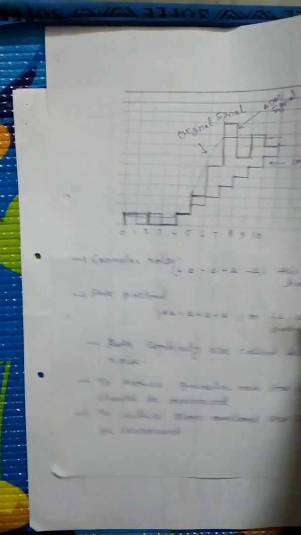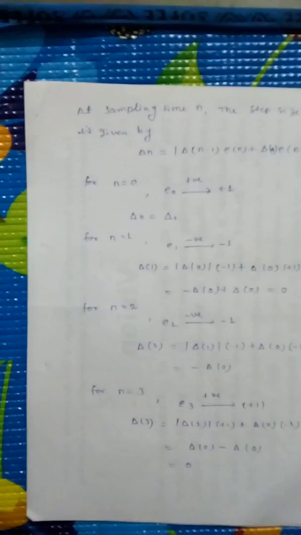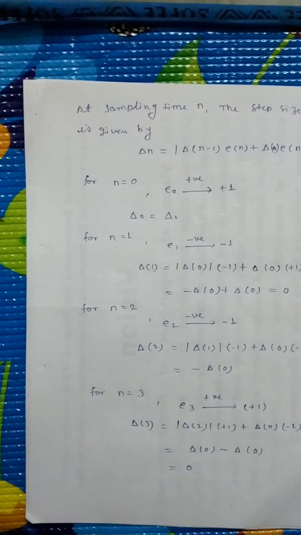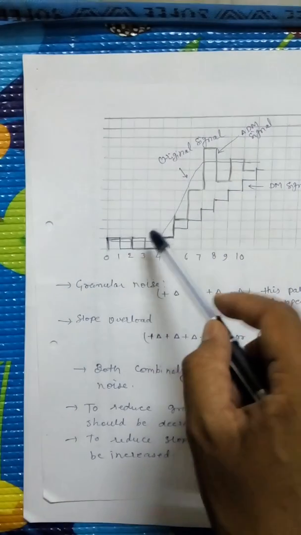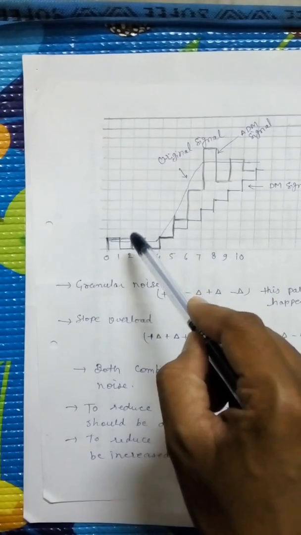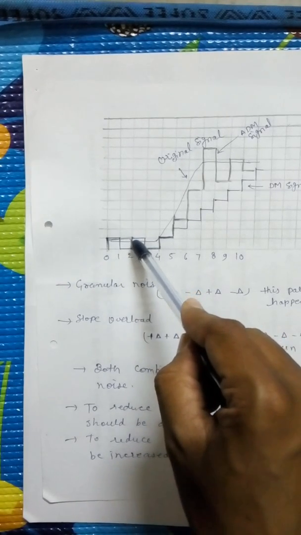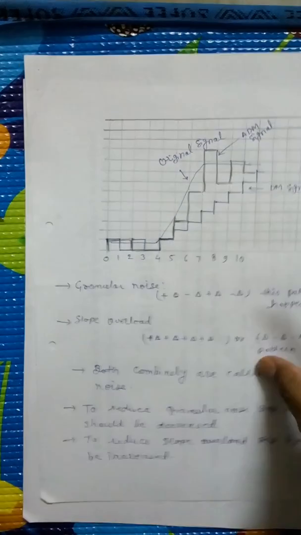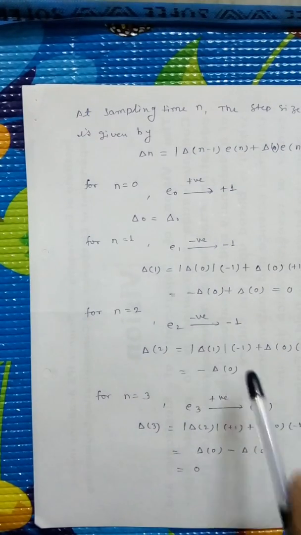Now again we take n equal to 2. For n equal to 2, the error signal E2 will be negative. Why will E2 be negative? Because we compare our approximated signal and message signal. Our approximated signal is greater than the message signal, so the error will be negative, and if the error is negative, then minus 1 is transmitted.